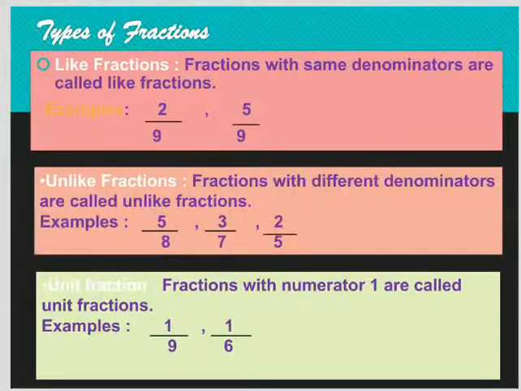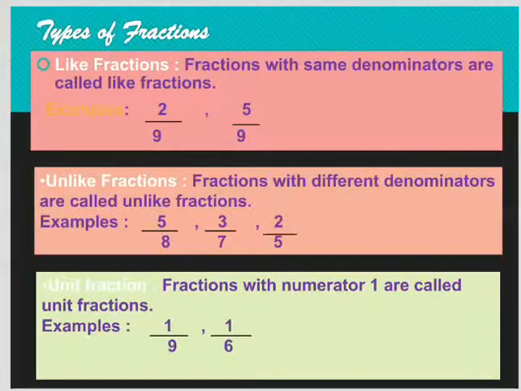The next topic is types of fractions. Number 1 is like fractions. Fractions with the same denominator are called like fractions. You can see in this example, 2 by 9 and 5 by 9 both have the same denominator, so both fractions are known as like fractions. The basic thing you have to know is that when you see two or more fractions and their denominators are the same, then you can say that these fractions are like fractions.